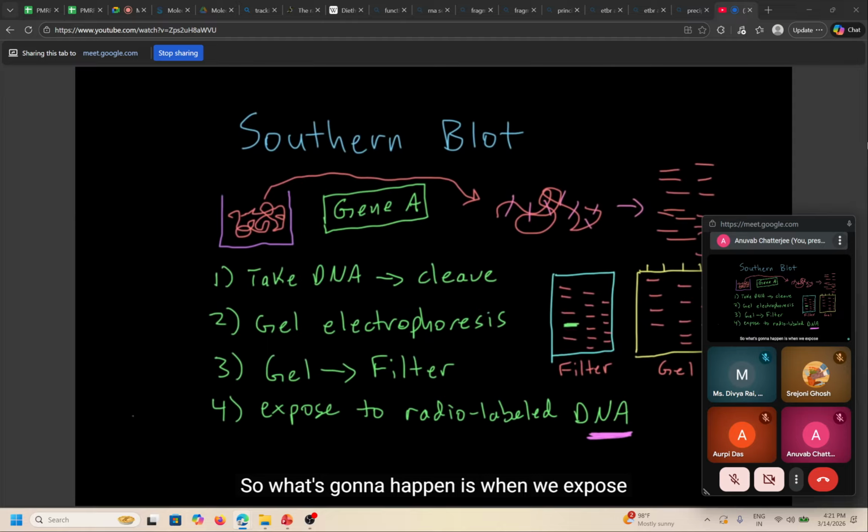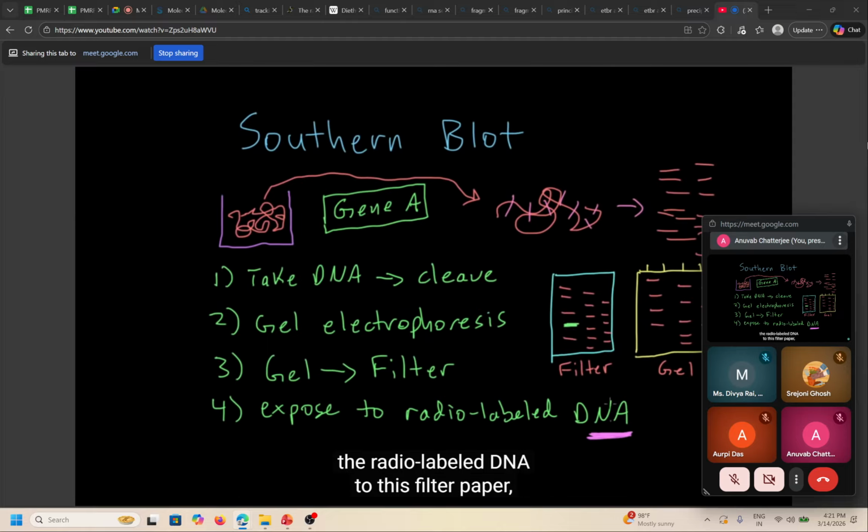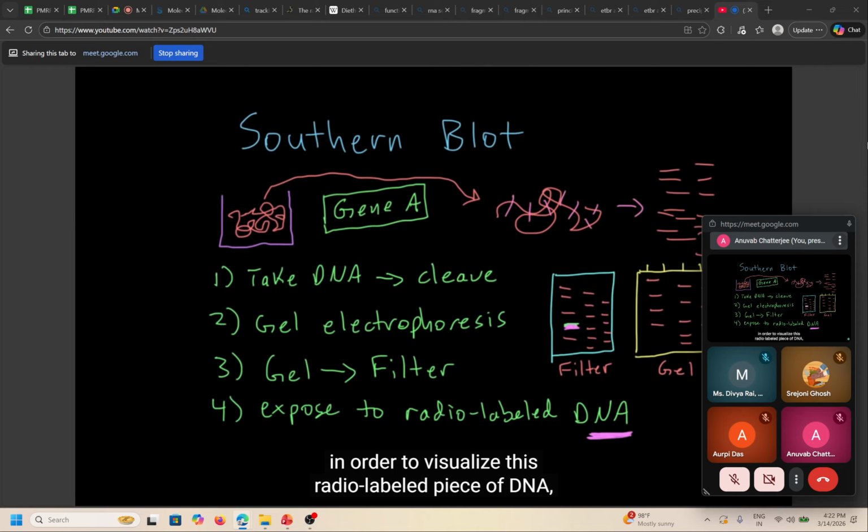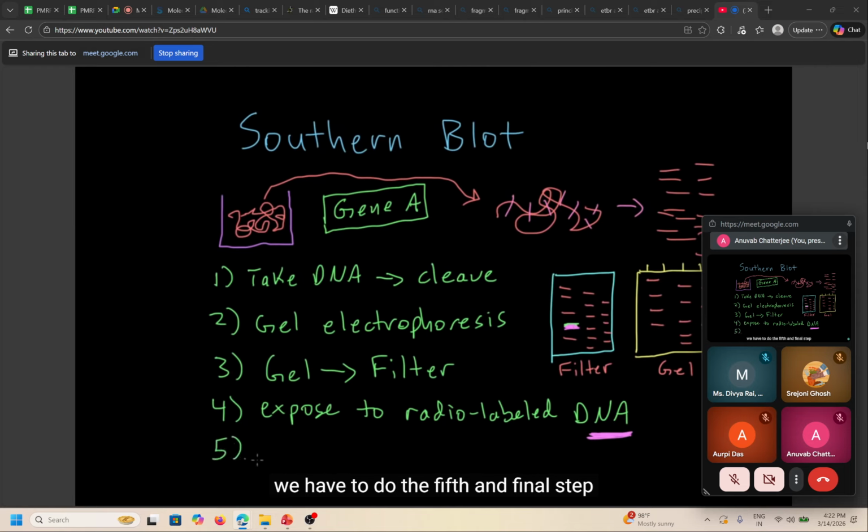So what's going to happen is when we expose the radio-labeled DNA to this filter paper, it's going to anneal to our gene of interest. So we're going to have this radio-labeled piece of DNA stuck to this DNA fragment, which is its complement. In order to visualize this radio-labeled piece of DNA, we have to do the 5th and final step, which is expose the filter to an X-ray film in order to visualize the radio-labeled probe.